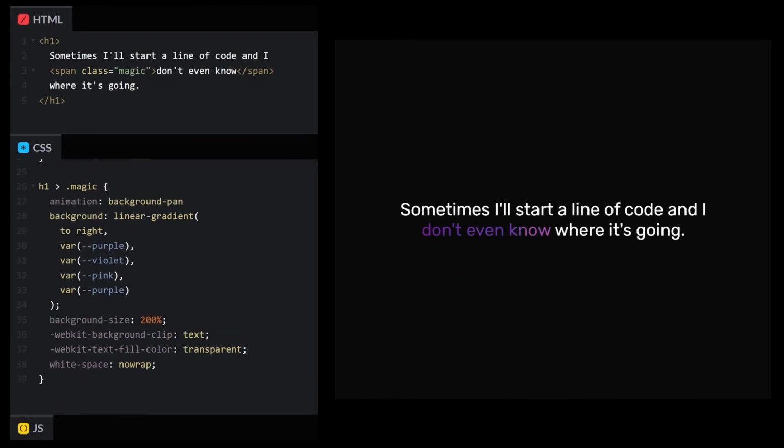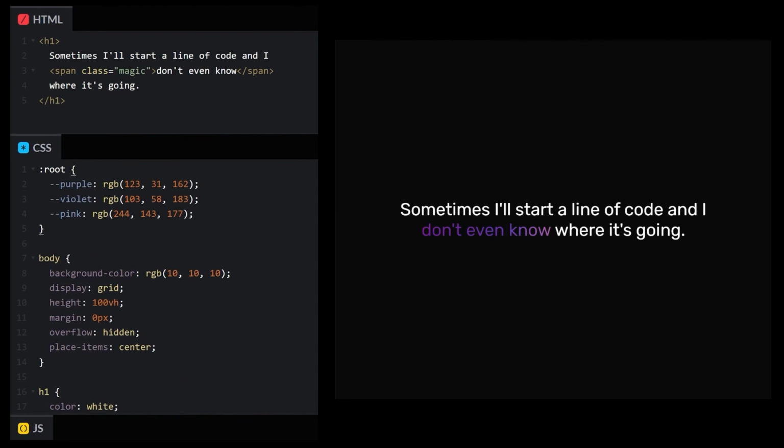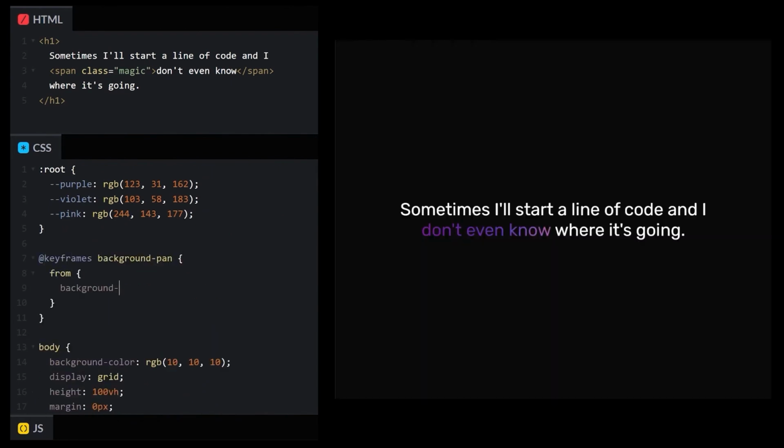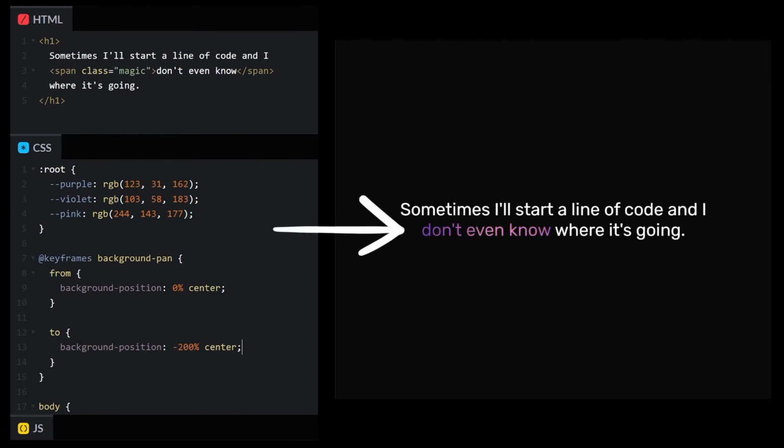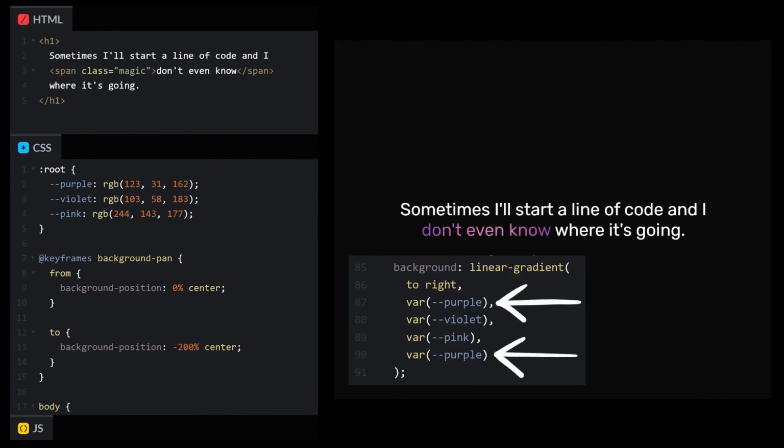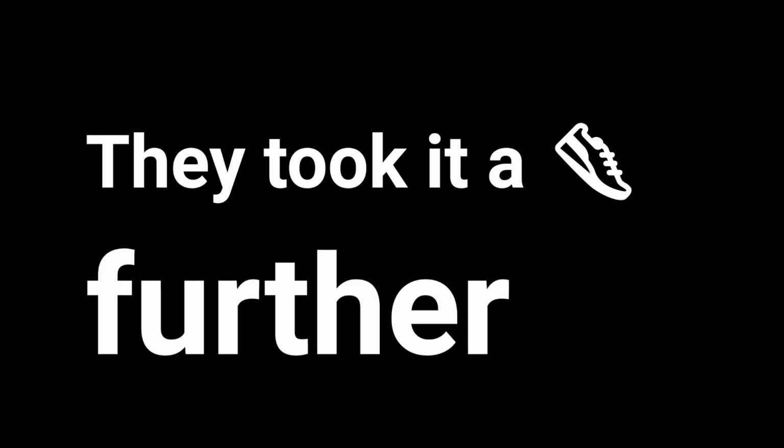Now let's animate the gradient by simply setting our background size to 200% and creating an animation to pan from 0 to negative 200%. On repeat, we get an infinite looping effect that looks pretty damn sweet on its own. Note that the starting and ending colors for our gradient are the same.